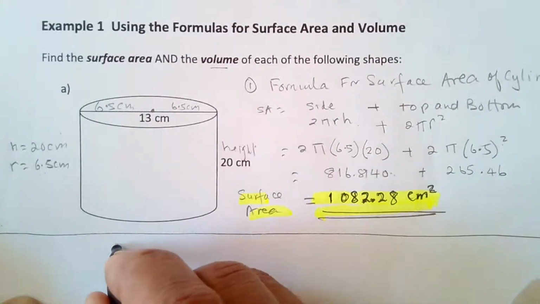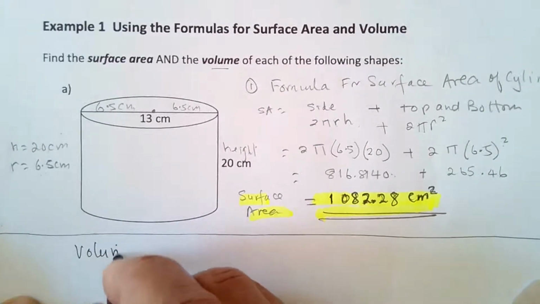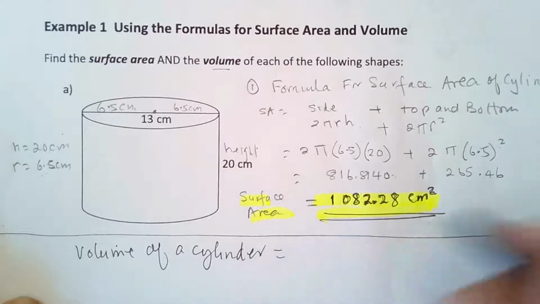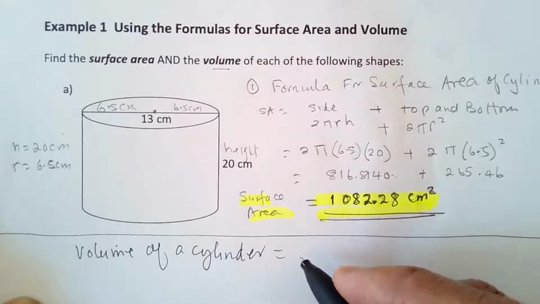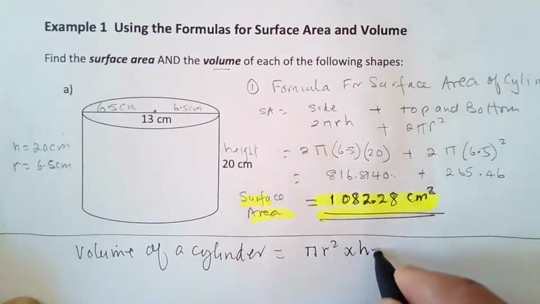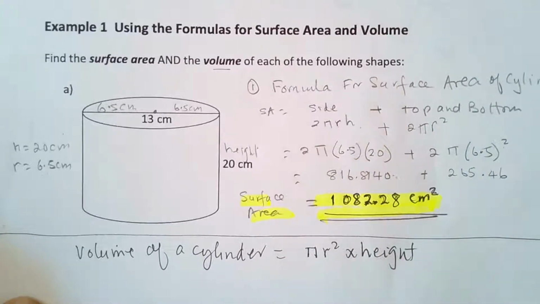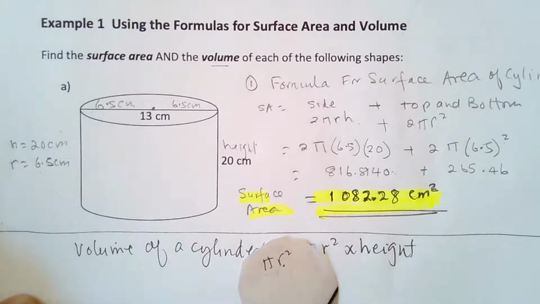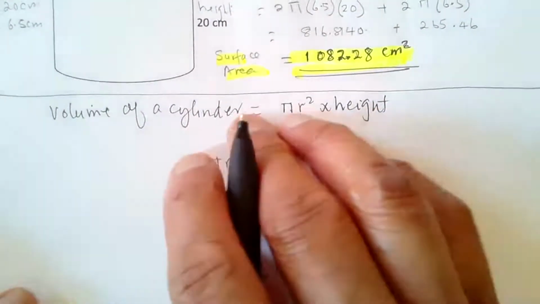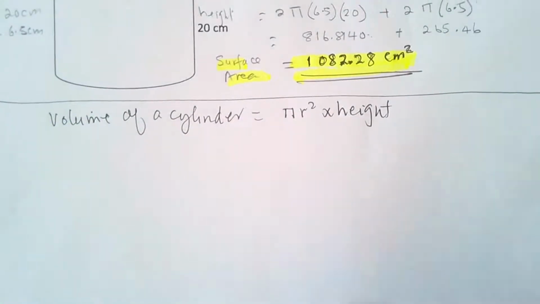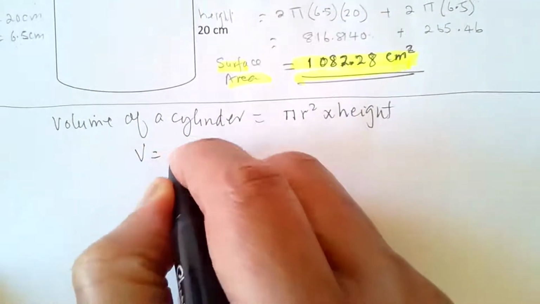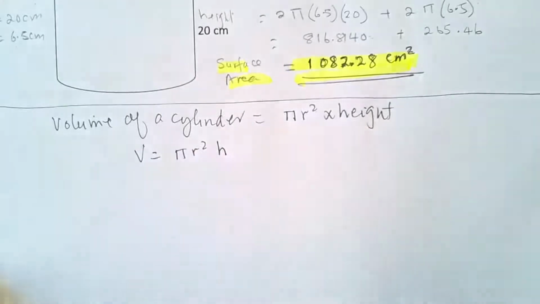So volume of a cylinder is equal to pi r squared times the height. So this would be a top and a bottom. And as you go up the series, you're adding these pi r squares. The cylinder. So volume is pi r squared times h.